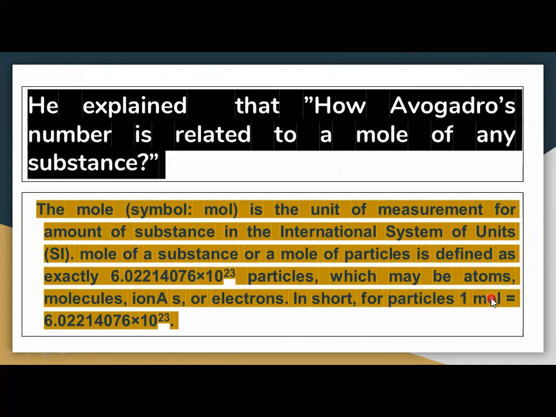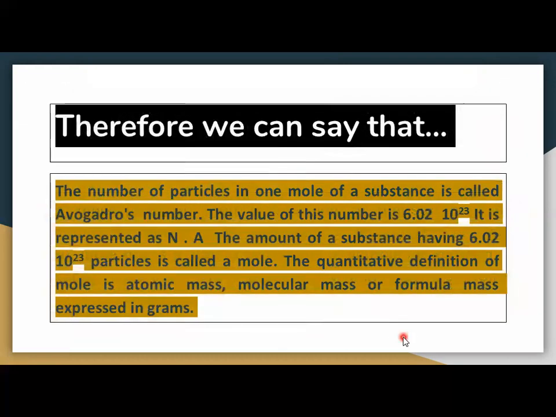The mole, symbol mol, is the unit of measurement for amount of substance in the International System of Units, SI unit. A mole of a substance or a mole of a particle is defined as exactly 6.0×10^23 particles, which may be atoms, molecules, ions, or electrons. In short, for particles, 1 mole is equal to 6.0×10^23 units.